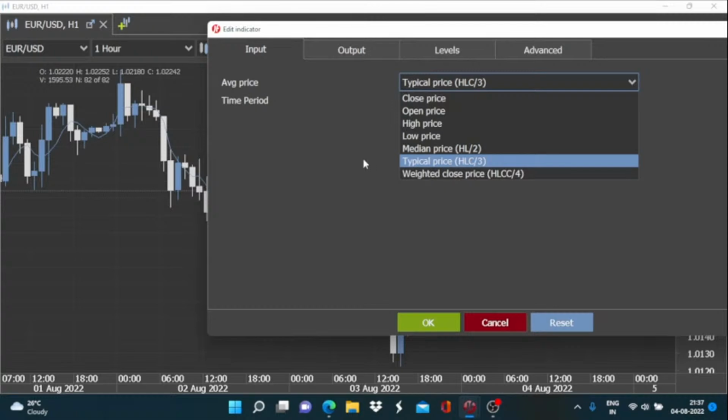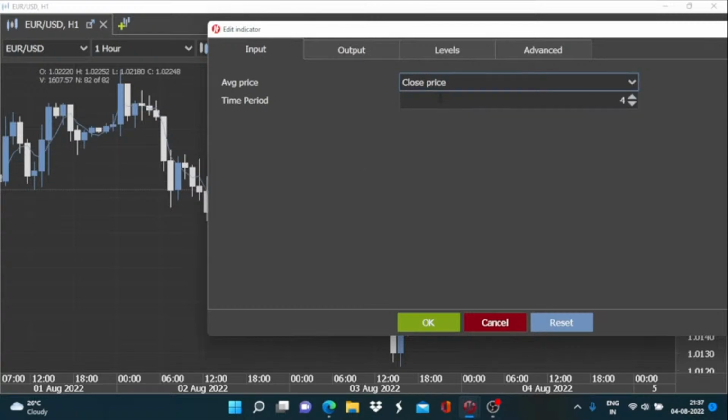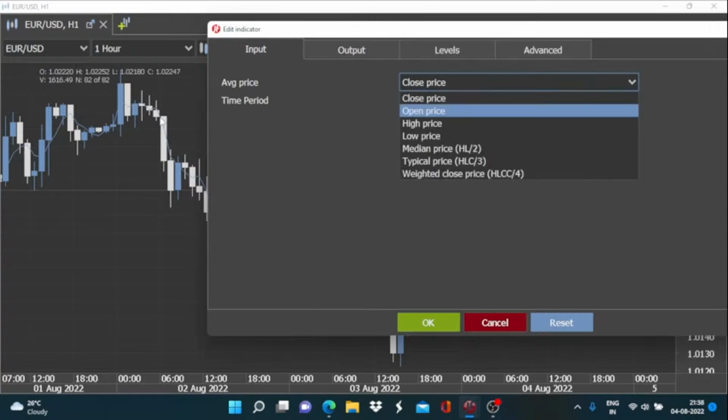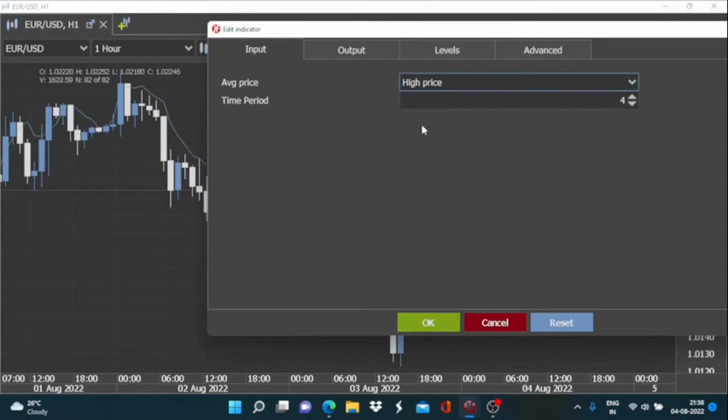So that's the price. Else, if you want to shift it to the close price, you will see slight changes being observed in this plotting of the volume weighted average price. This is now based on the low price, the median price, and typical price. All right.